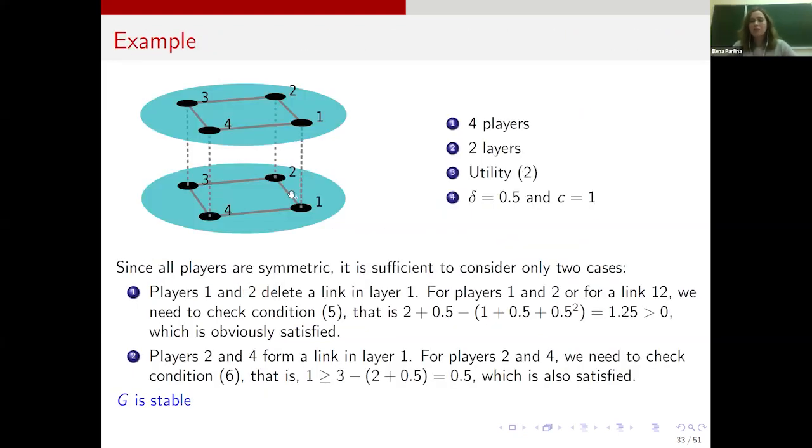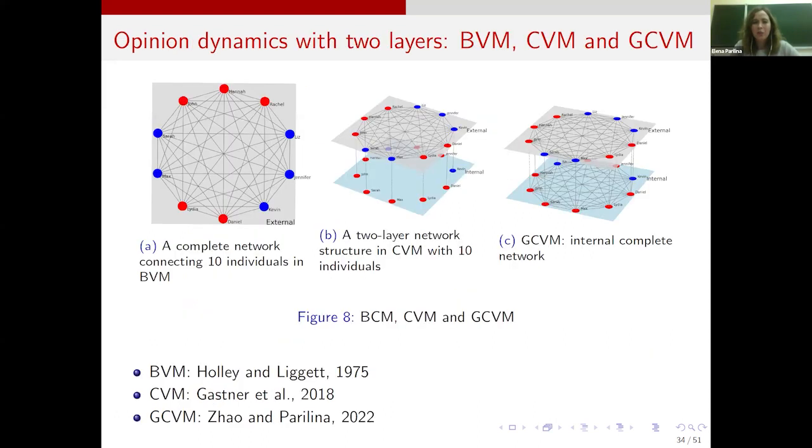Now, if you have any questions for the first part, this is all for our first results on multiplex networks and stability conditions. If there are no questions, I will switch to the second part. The second part will involve dynamics. Maybe it will be much more interesting to the dynamic game theory society.